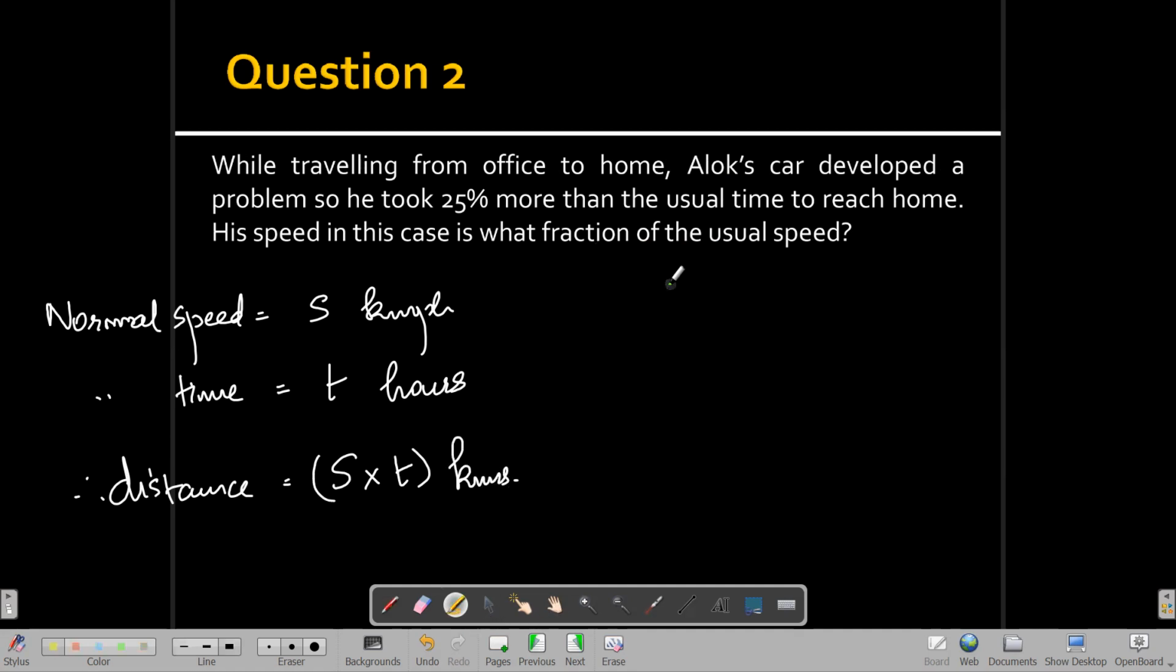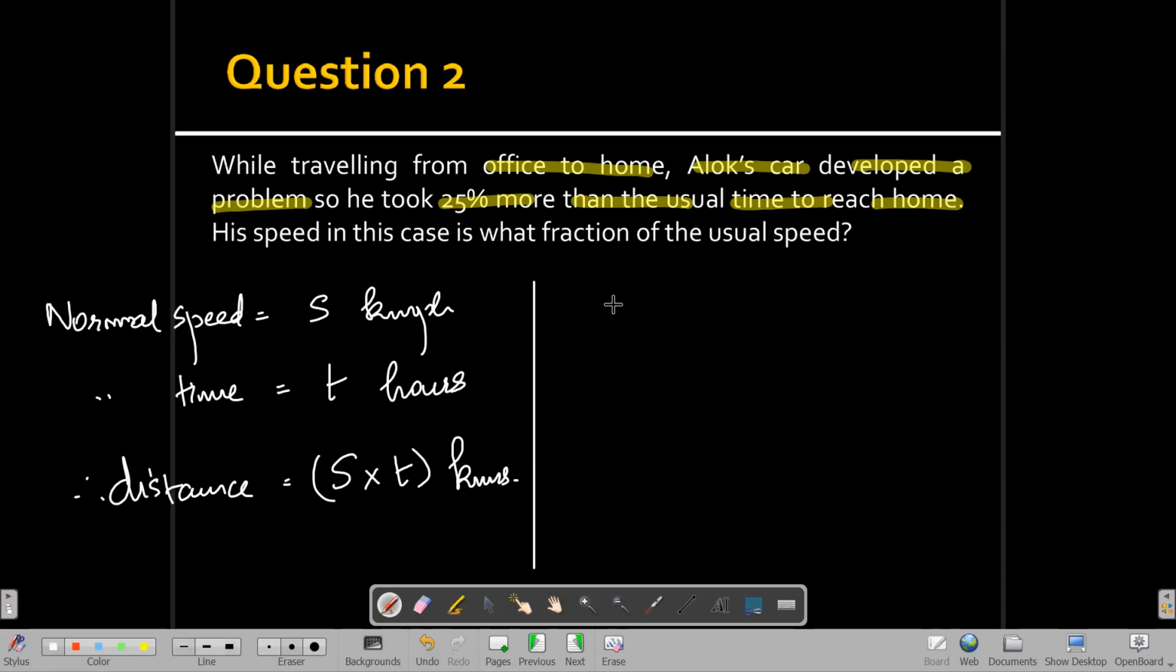If you read the question carefully, you can see that Alok is traveling from office to home. The distance remains the same. We can see that in this question, Alok's car developed a problem. So he took 25% more than the usual time to reach home.